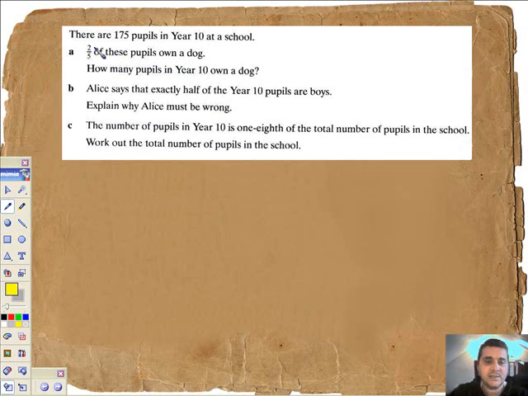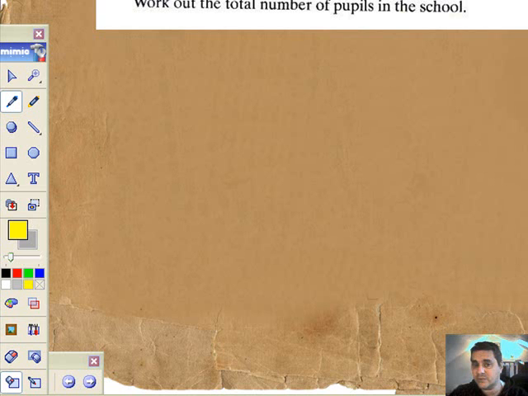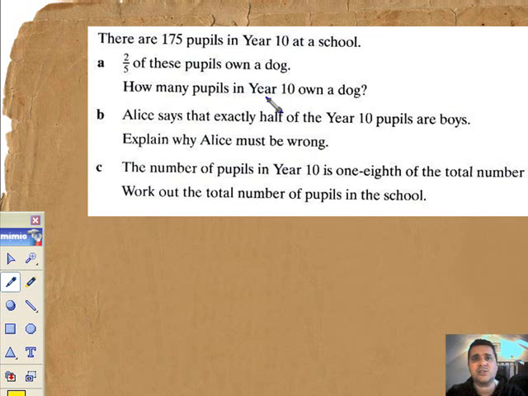So there are 175 pupils in year 10 at a school. Okay, quite a big year group. 2/5 of these students own a dog. How many pupils in year 10 own a dog? Okay, strip away all this storyline. You have 2/5 of the year 10 kids. 2/5 of 175. That's what you've got to do, really.